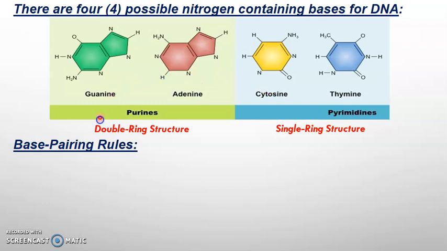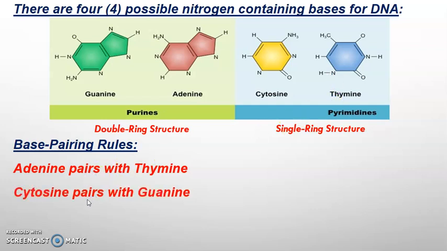Now, if you want to understand all life on Earth, you just need to know some simple base pairing rules. In all DNA, we always see the following base pairs occurring. We're always going to see adenine pairing up with thymine. So that means we have a purine binding with a pyrimidine.